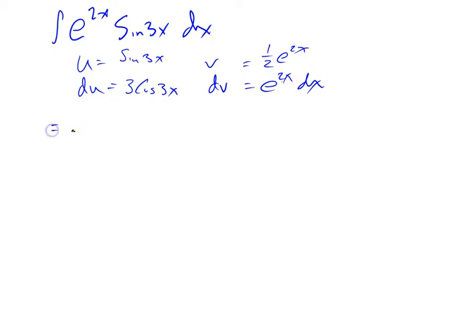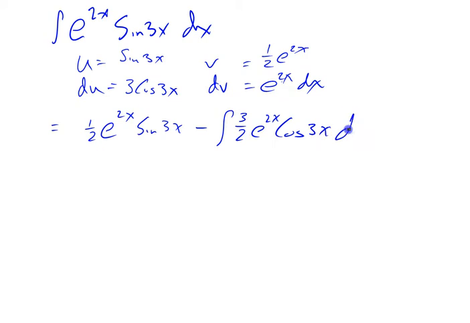So integration by parts tells me u times v, 1/2 e to the 2x sine 3x, minus the integral of v du, so minus the integral of 1/2 e to the 2x times 3 cosine 3x. So let's make that a 3 cosine 3x.